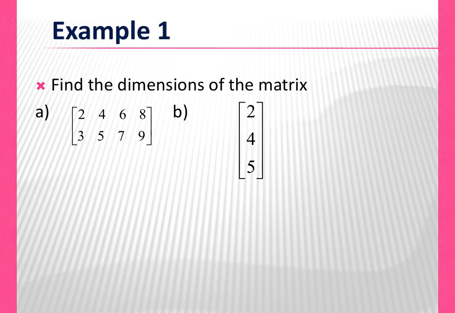All right, example 1 just says find the dimensions. Again, this would be the same thing as finding the order. So what's the dimension of A? 2x4. And what is the dimension of B? 3x1.